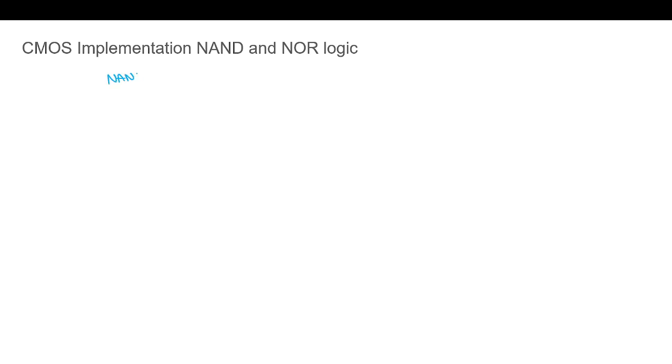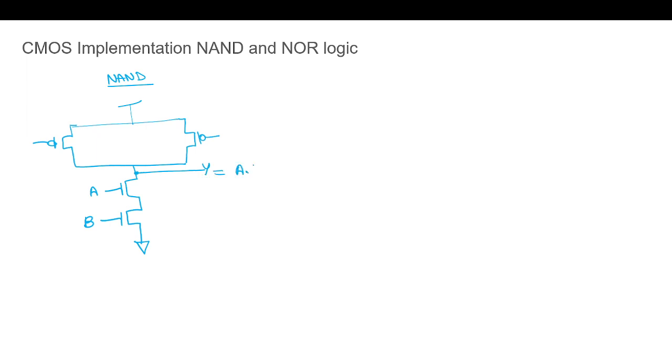And the implementation is CMOS logic. We need 2 PMOS in parallel and 2 NMOS in series. So this A, B is in series. So this gives Y equal to A B complement, since CMOS gives complementary logic. So this is the NAND gate operation.